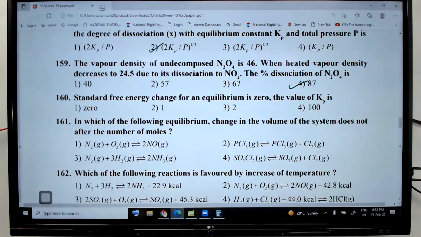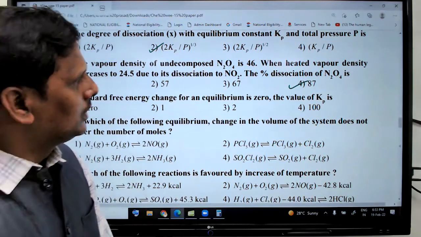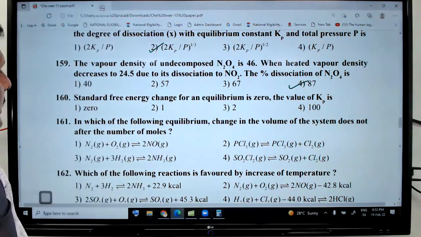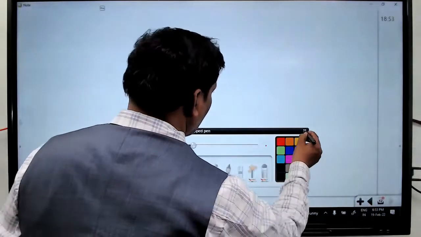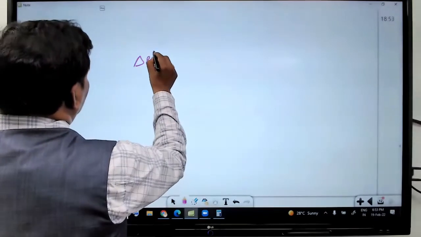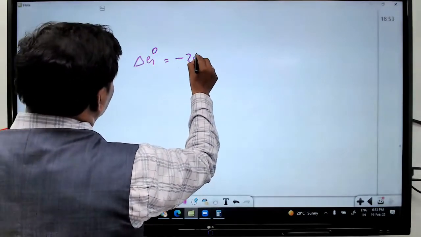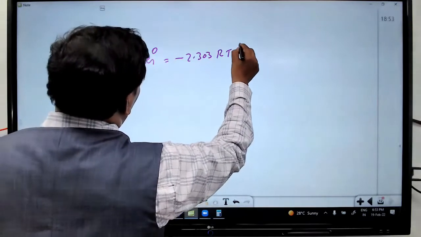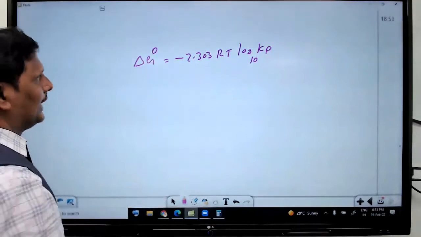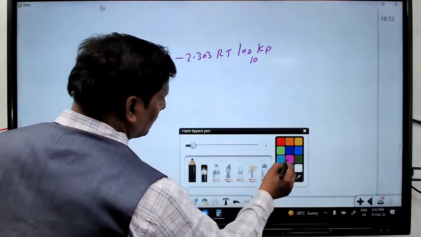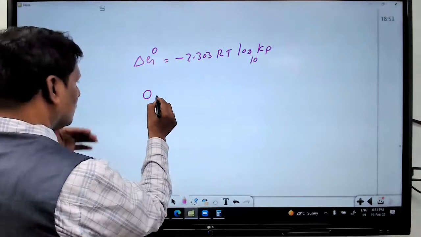Next, question number 160. Standard free energy change for equilibrium is 0. The value of Kp is? For your information, delta G naught is equal to minus 2.303 RT log Kp to the base 10. This value is given as 0.